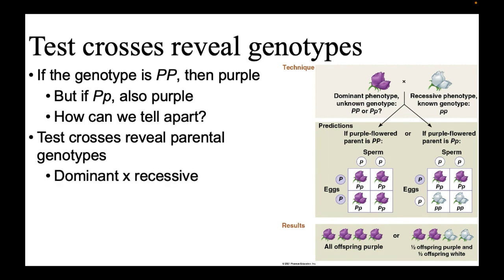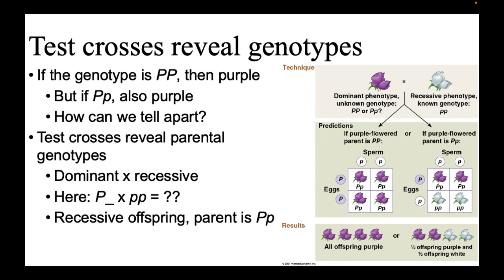A test cross is when you take the dominant, the purple, and you purposely cross it with the recessive, which in this case would be the white. All I know, if you're dominant, is you have one capital P. I don't know what your other allele is. But if I cross you with the recessive, I can find out. If any of the offspring from this test cross happen to be recessive, the parent has to be heterozygous. Because it's the only way to make that an outcome.